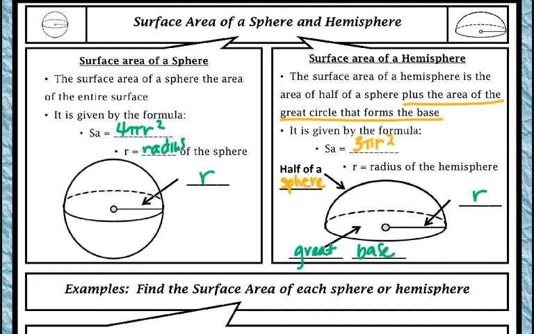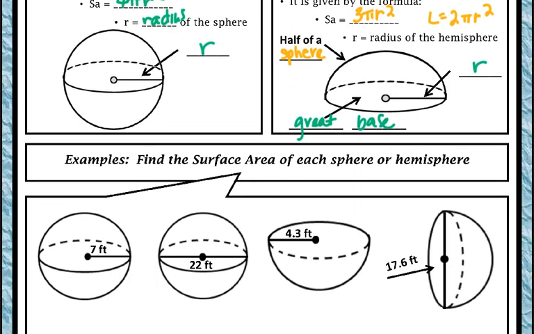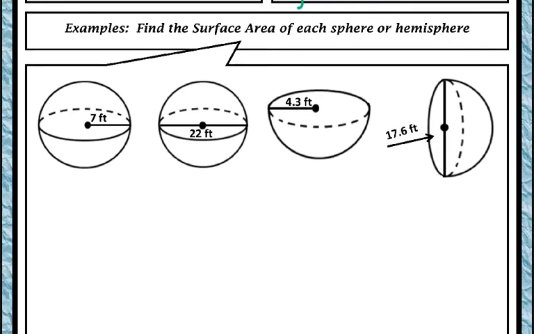Okay, now if you're just looking for the lateral area, it's 2 pi r squared. All right, so half of the sphere. Okay, let's take a look at these. Find the surface area of each sphere or hemisphere.